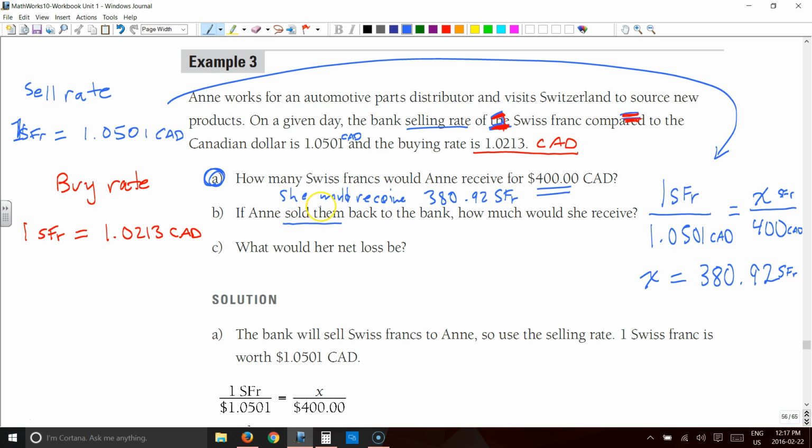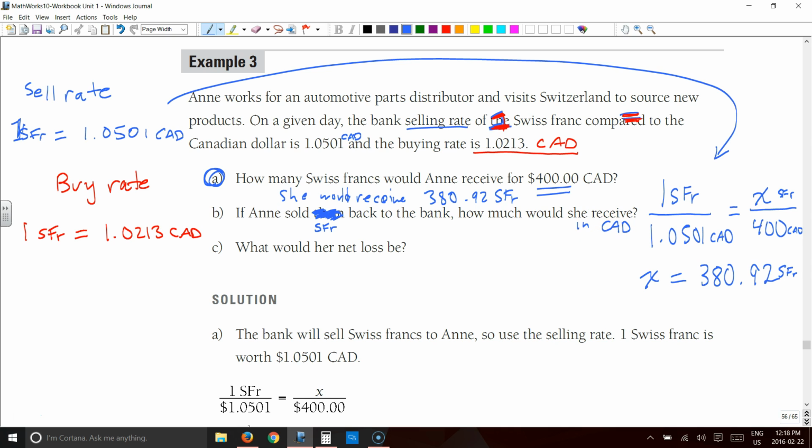So instead of them, let's cross that out. It's confusing. If Anne sold the Swiss francs back to the bank, how much would she receive? And how much would she receive in what? How much would she receive if she's selling Swiss francs? How much would she receive in Canadian dollars? Let's write that there. Now, these questions, in my opinion, are not very clearly worded. So that's why I'm taking it upon myself to make these easier to read. I'll try again. If Anne sold Swiss francs back to the bank, how much would she receive in Canadian?